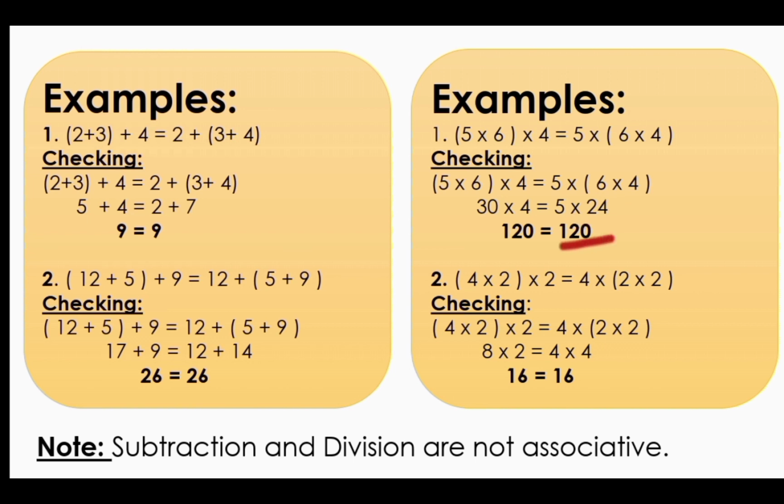The quantity 4 times 2 times 2 is equal to 4 times the quantity of 2 times 2. So again, remember, if we have operations inside parentheses, you have to do this first. So 4 times 2, that is inside the parentheses, we have 8 times 2 is equal to 16. The other side, we have 2 times 2 inside the parentheses, we have 4 times 4 is also 16. Note, subtraction and division are not associative.